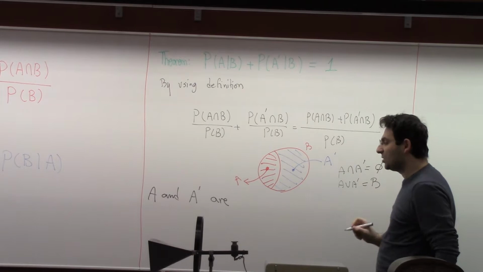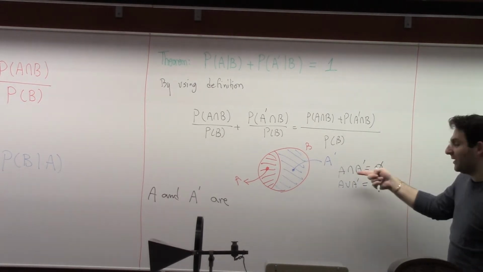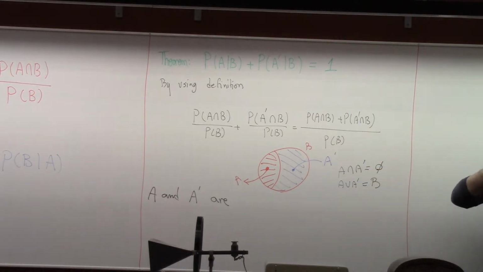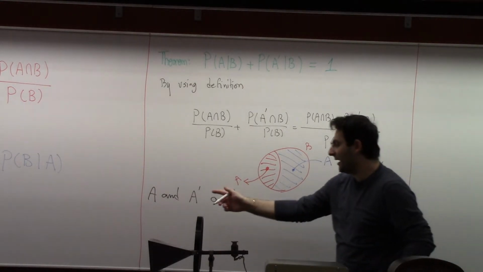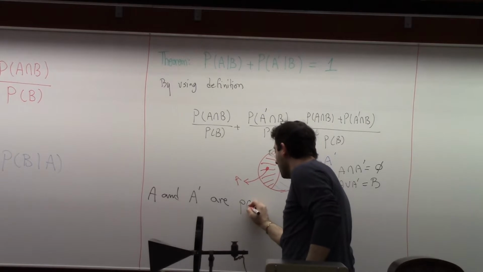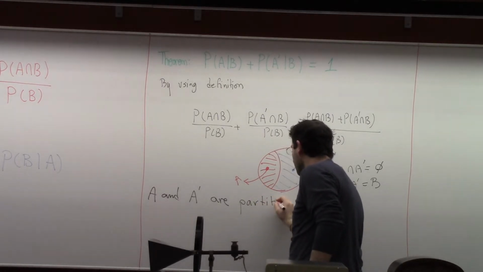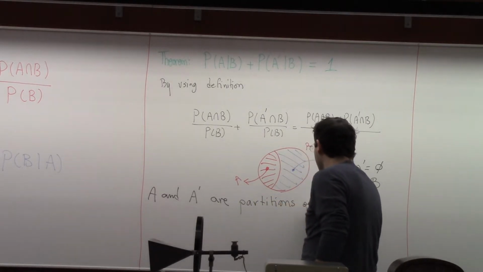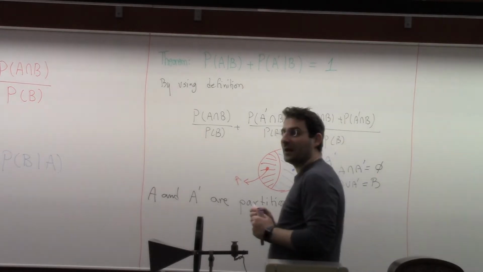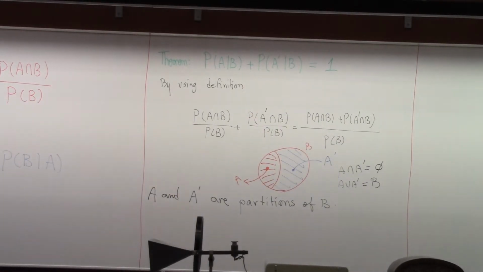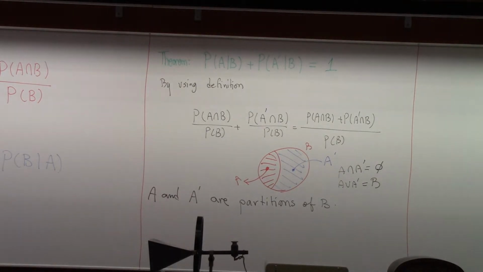It's B. So we remember, if two or a series of things have no intersection and their union makes something, we call it: A and A prime are partitions of B. In other words, I am dividing B into 2 or whatever number of parts. And if I put them all together, I will get B.